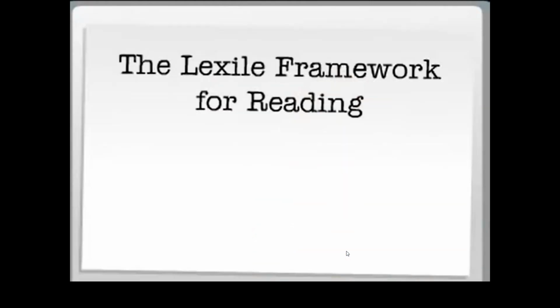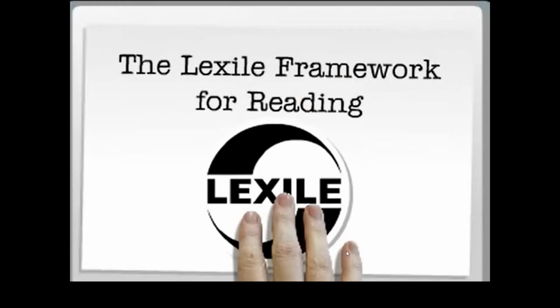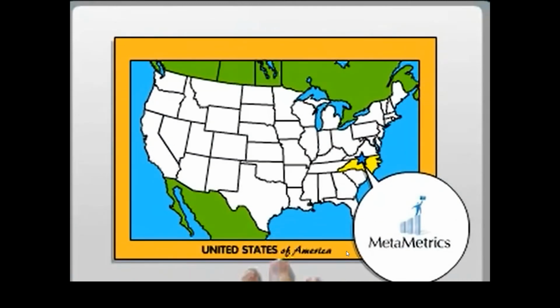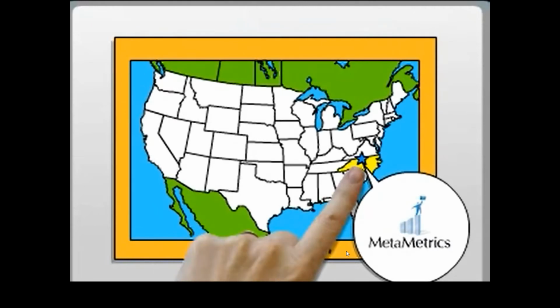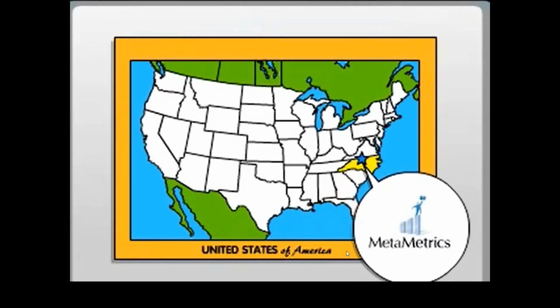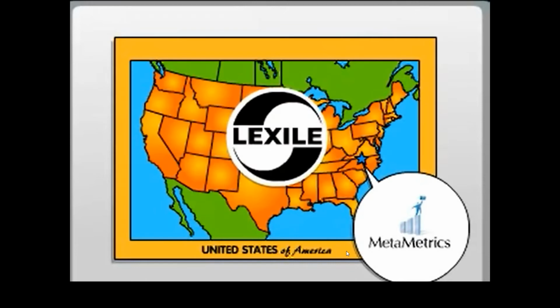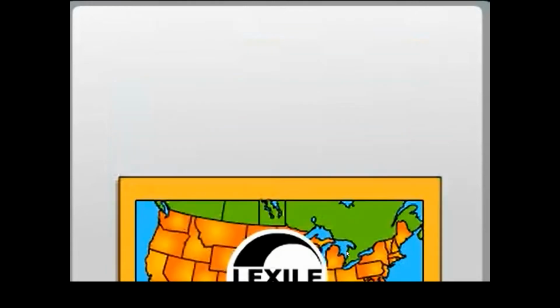The Lexile Framework for Reading is an educational tool that connects readers with reading materials using a common measure called a lexile. It was developed after 20 years of research by US-based educational measurement company Metametrics. The value of a lexile measure has been proven time and time again, and is now recognized as the most accurate way to match readers with text.